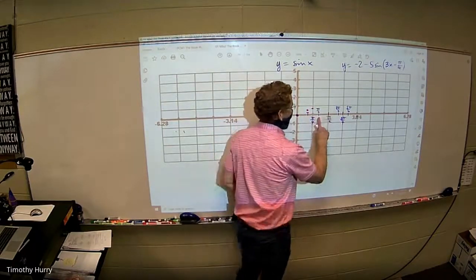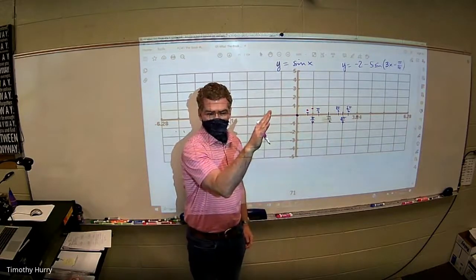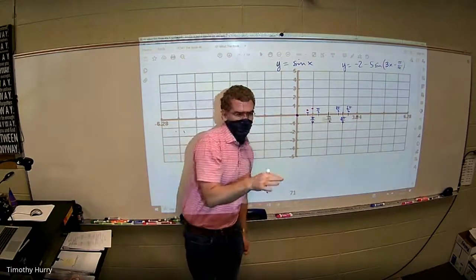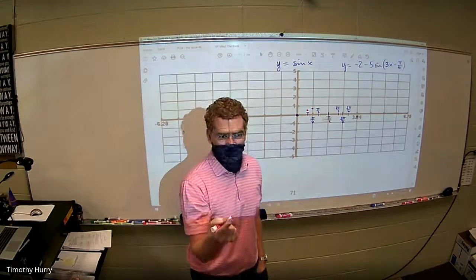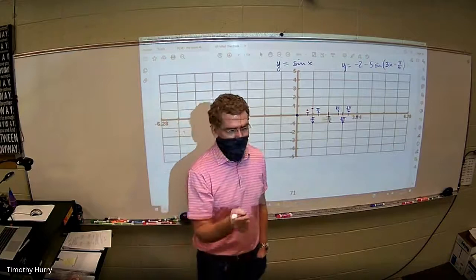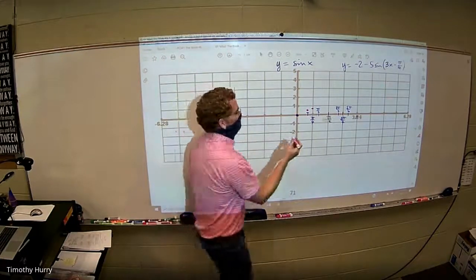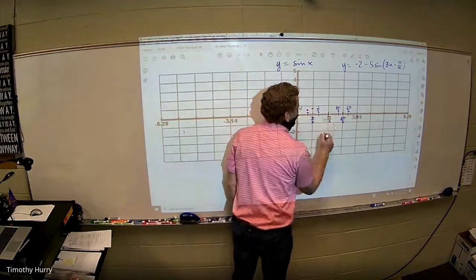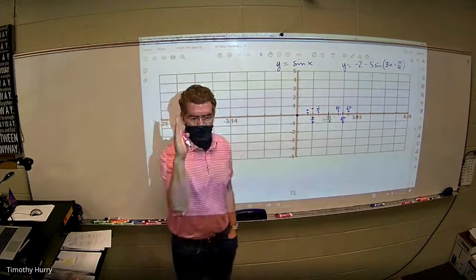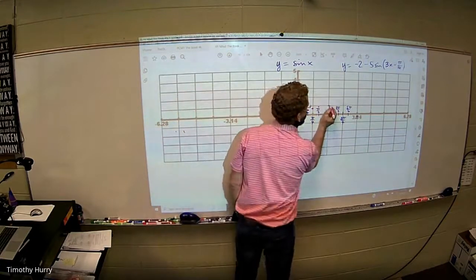Now I get to pi over 3. What happens at 60 degrees? That'd be root 3 over 2. Anybody know what a root 3 is? It's about a 1.7. What's a 1.7-ish divided by 2? About a 0.8-ish, right? So it's actually like 0.86, something like that. So right here, I'm going to be at about 0.8-ish. And then finally, what about pi over 2? At 90, what is sine? 1. So now I'm up to the right here at 1.